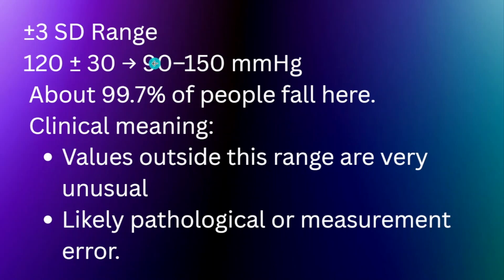Values below 90 are very unusual. Values above 150 are very unusual, and likely pathological. That means it's maybe a disease or something, or the measurement is incorrect.